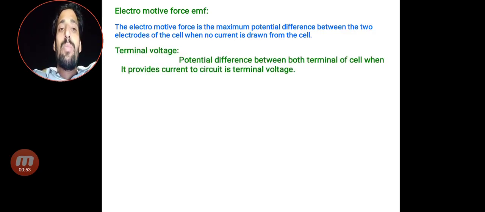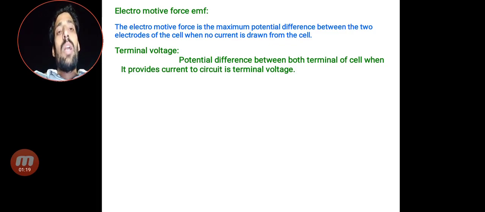The second term is terminal voltage. The potential difference between both terminals of the cell when the cell provides current to a circuit is the terminal voltage. Now, why is there a potential difference between both electrodes if the circuit is open or closed?